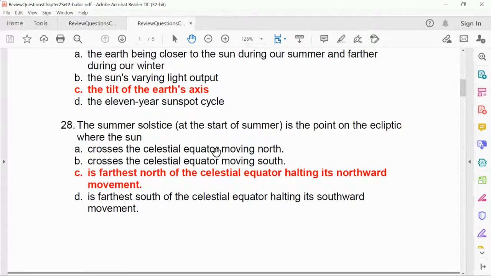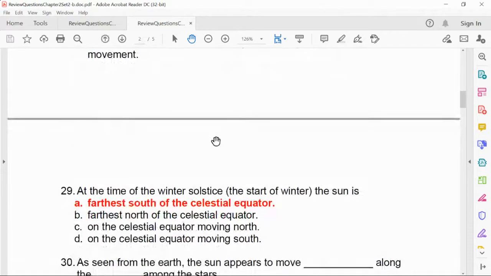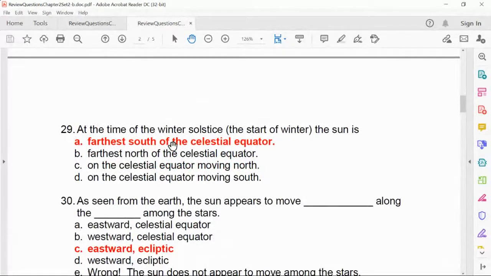Remember when we talked about the sun, and we said when the sun is at 23.5 degrees above the celestial equator, that's when you are actually going to get summer. And of course, it will move from that point. At the time of winter solstice, which is the start of winter, it is furthest south of the celestial equator. It's basically below the celestial equator.